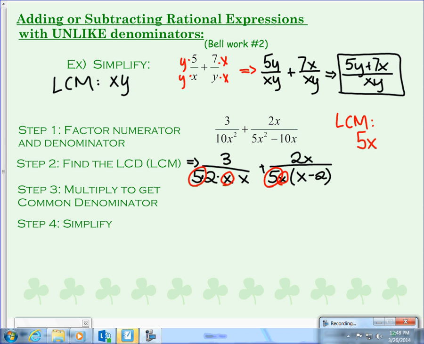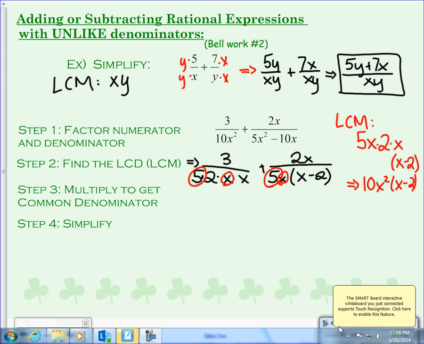Now I need to go back through and write down everything that's left over. So I'm going to multiply that by a 2, by an x, and by an x minus 2. So if you multiply the 5x and the 2x, you're left with 10x squared. So your least common denominator is 10x squared times x minus 2. Are we okay with that least common multiple? Okay.